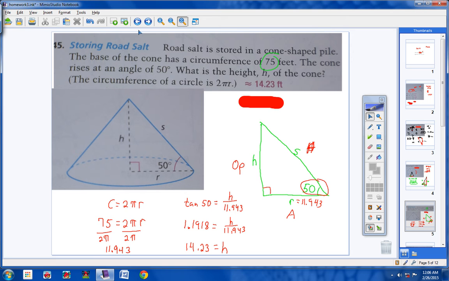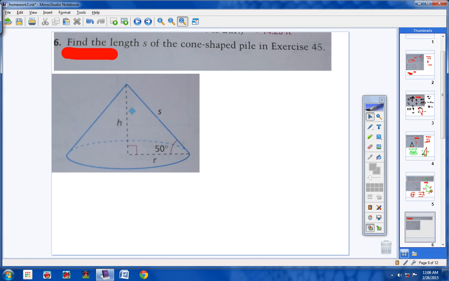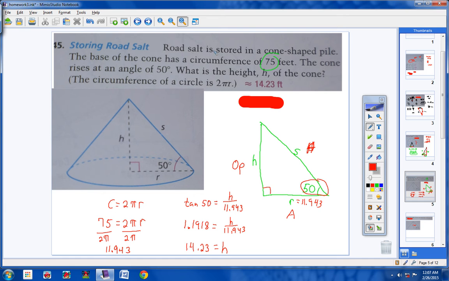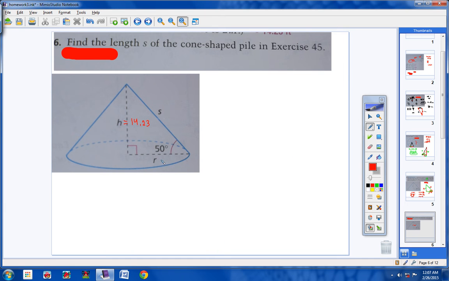Alright? Alright. Moving on to number 46. Now, they want us to find the length of S. Well, students, we just found h. We just found it. 14.23. So I can use Pythagorean's theorem, can I not? We also just found r. R is 11.943. So I have one leg, which is 14.23 squared plus 11.943 squared equals hypotenuse squared.